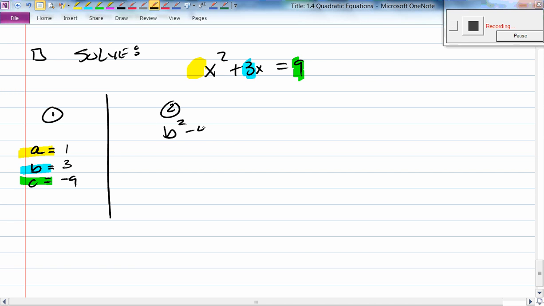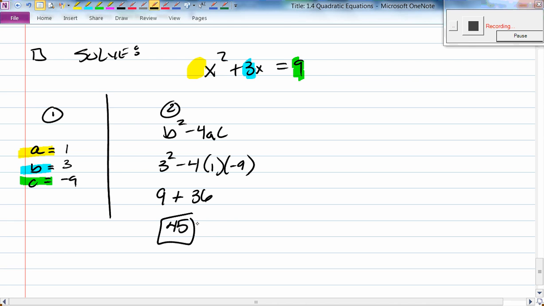Step two, what I want you to do is just figure out the discriminant. B squared minus 4AC. So I'm going to do 3 squared minus 4 times 1 times negative 9. So that's 9 plus 36, which is 45. Which means how many solutions am I looking for? 2 real solutions.